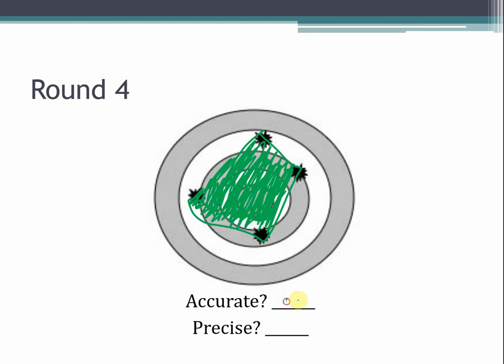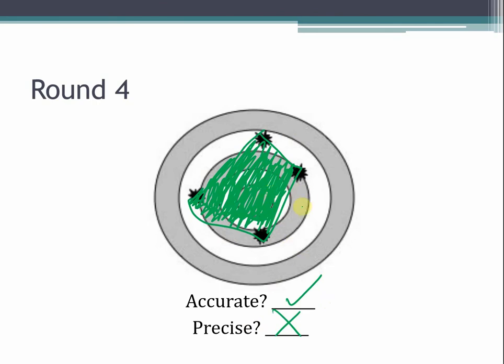So actually this is accurate. It's just that it's not at all precise. They're so spread out that clearly something different was happening every time, and we just happened to get the correct value there in the middle at some point. So this is what it looks like to be accurate, but not precise.